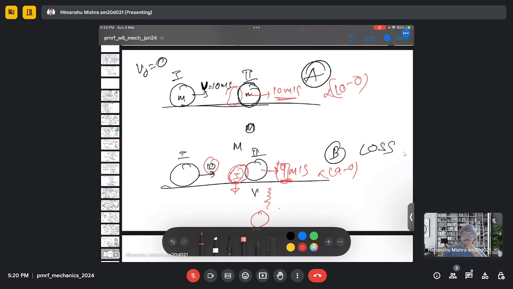Let's discuss this in the next class, because in the next class I will anyway start with impulse, momentum, all these things. So we can discuss all these things in the next class then.